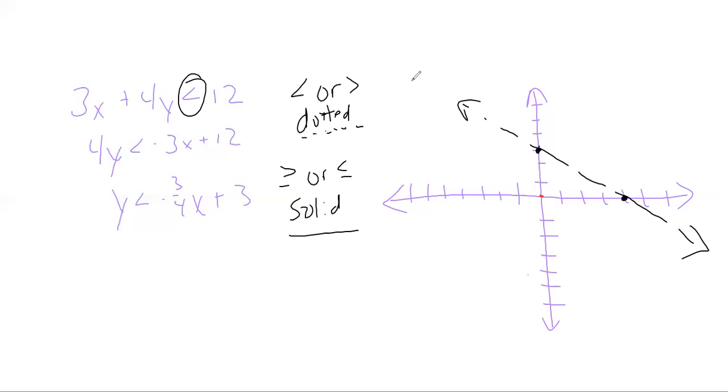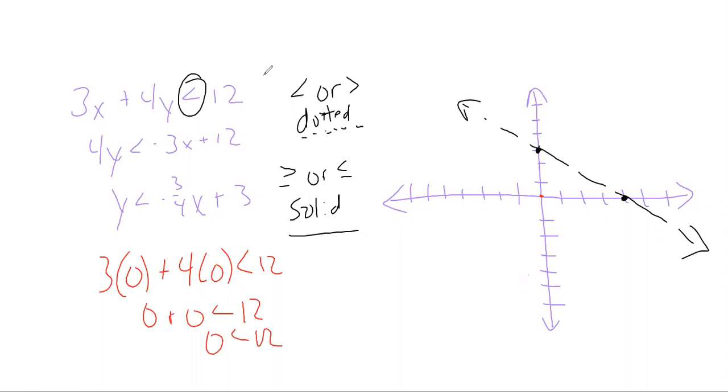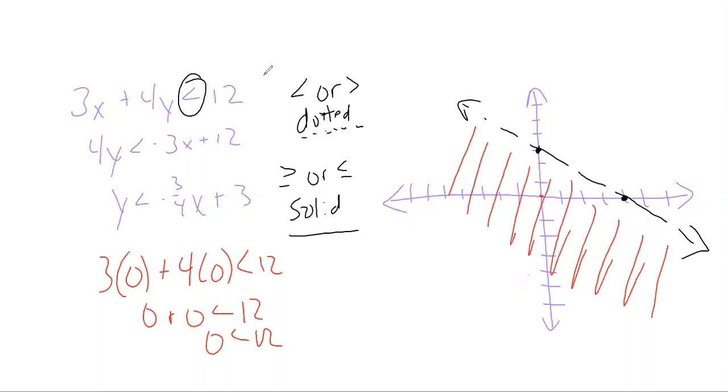Put it in here. 0 times 3 plus 4 times 0 is less than, not equal to, just less than 12. Okay? So 0 plus 0 is less than 12. Is 0 less than 12? Yes, that's a true statement. So I shade to the side of the line where that point is. Had that been a false statement, I would shade to the other side. All right? That's my first one.